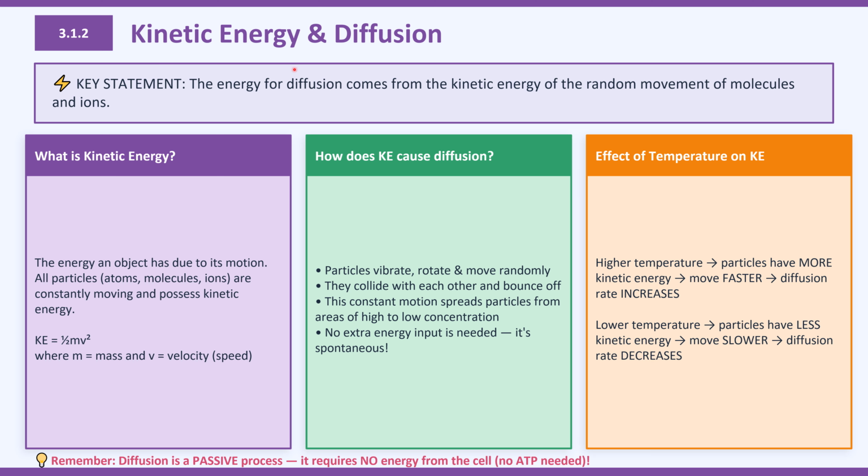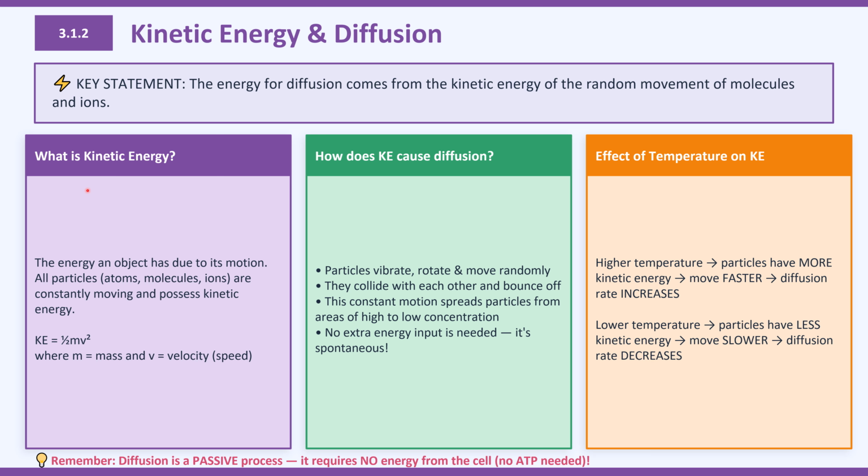3.1.2, that is kinetic energy and diffusion. Let's look at the engine behind this process. A vital key statement to remember is that the energy for diffusion comes from the kinetic energy of the random movement of molecules and ions. The cell isn't forcing this to happen, the particles are doing the work themselves. So remember this key statement: the energy for diffusion comes from kinetic energy of the random movement of molecules and ions.